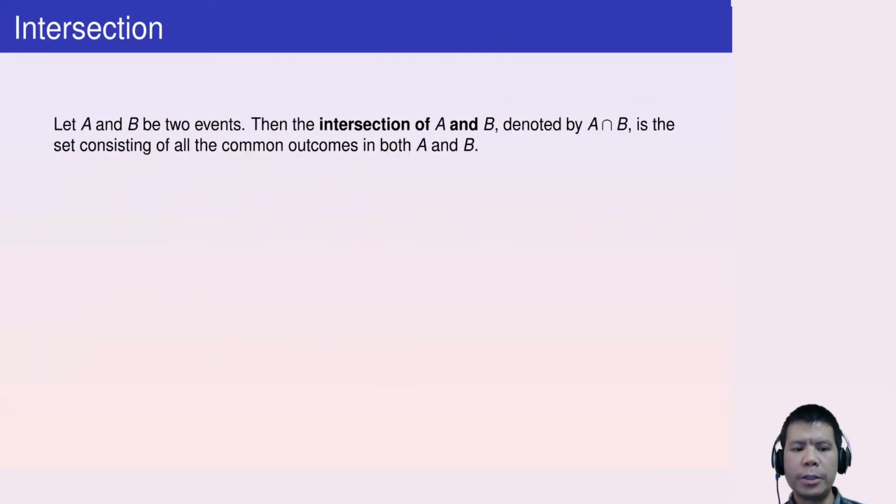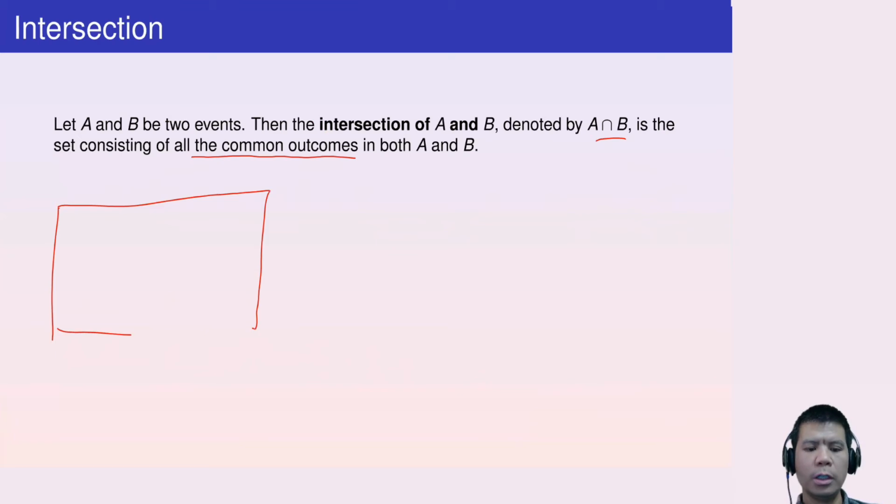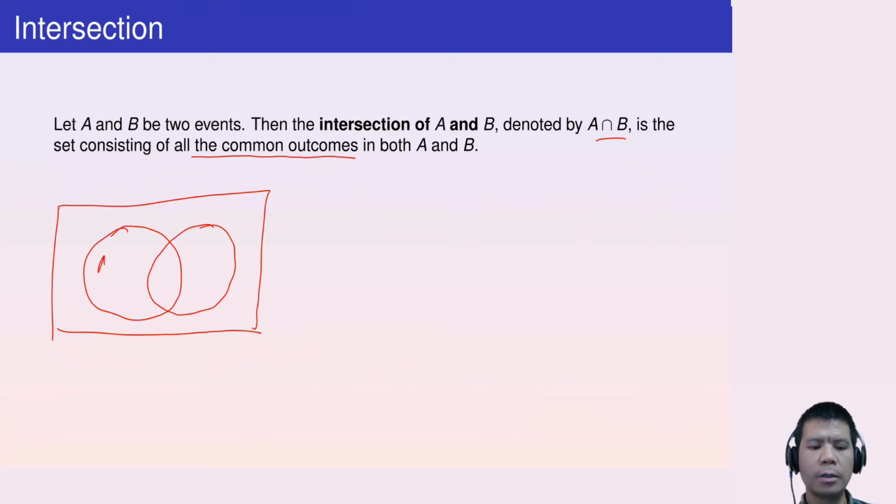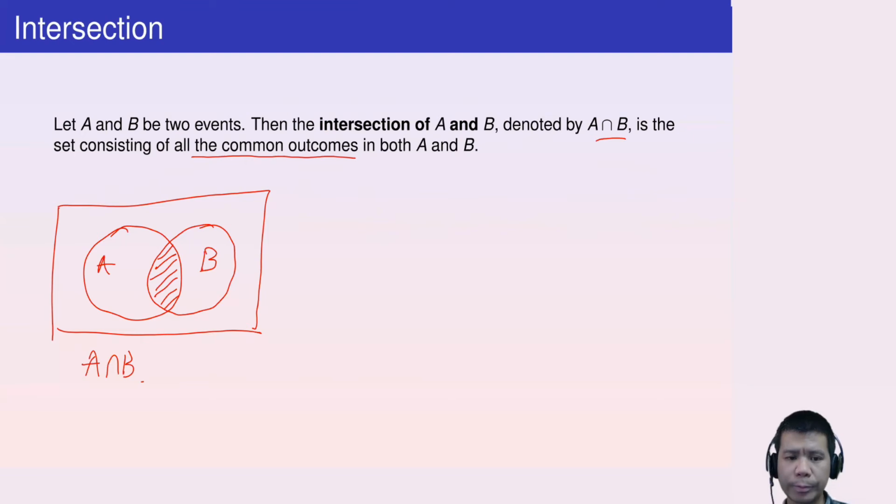Next, we are going to talk about the intersection. All right, let A, B be two events. The intersection of A and B, denoted by this notation, is the set consisting of all the common outcomes in both A and B. Okay, so I'm going to again draw a Venn diagram. Say this is my A, this is my B. Then the common outcomes, that is the intersection. A intersect B. So that is the intersection.